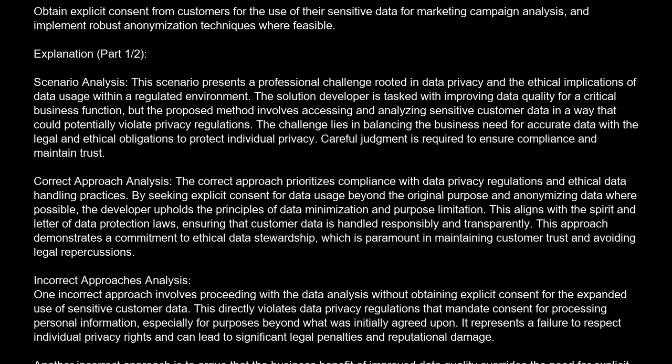Correct answer is D. Obtain explicit consent from customers for the use of their sensitive data for marketing campaign analysis and implement robust anonymization techniques where feasible.